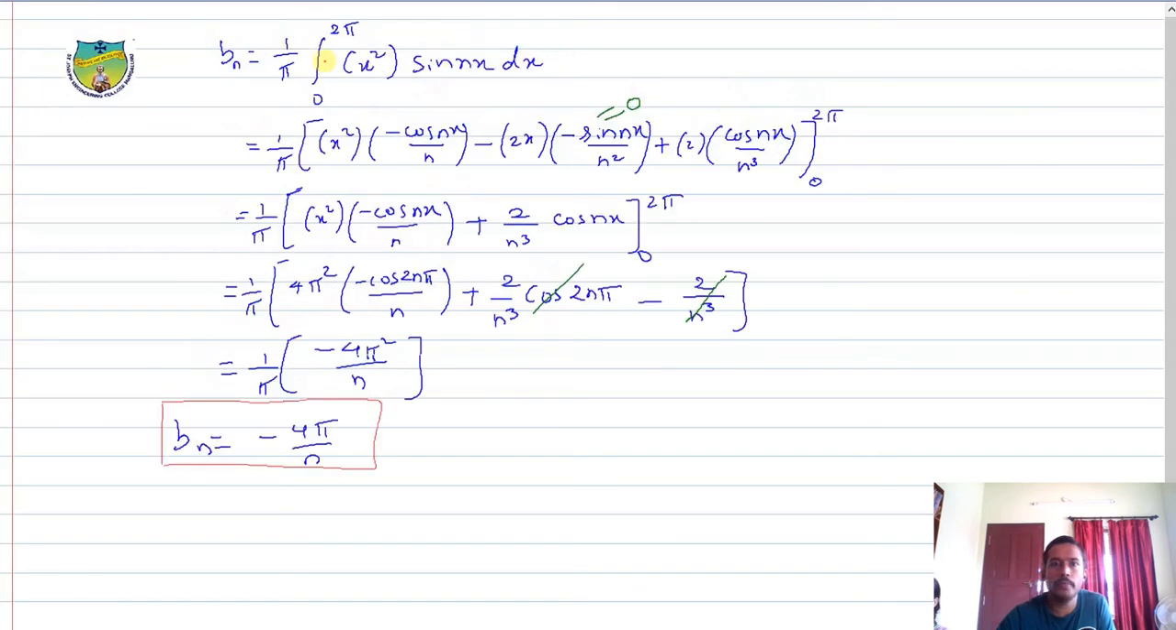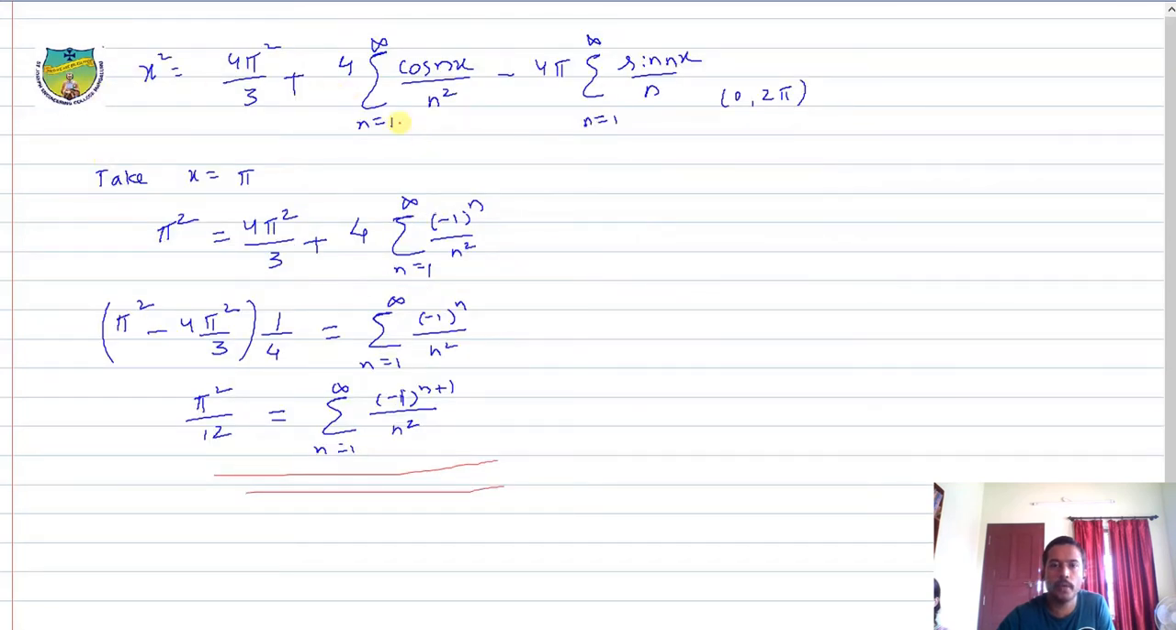So next, bn, similarly we calculate, we get two terms there, the first and third term. When you simplify, you will get 4 pi by n with a negative sign. This is bn. So finally, the value of x square, if we expand it as a Fourier series, turns out to be this one. This is a0 by 2, this is an, this is bn.